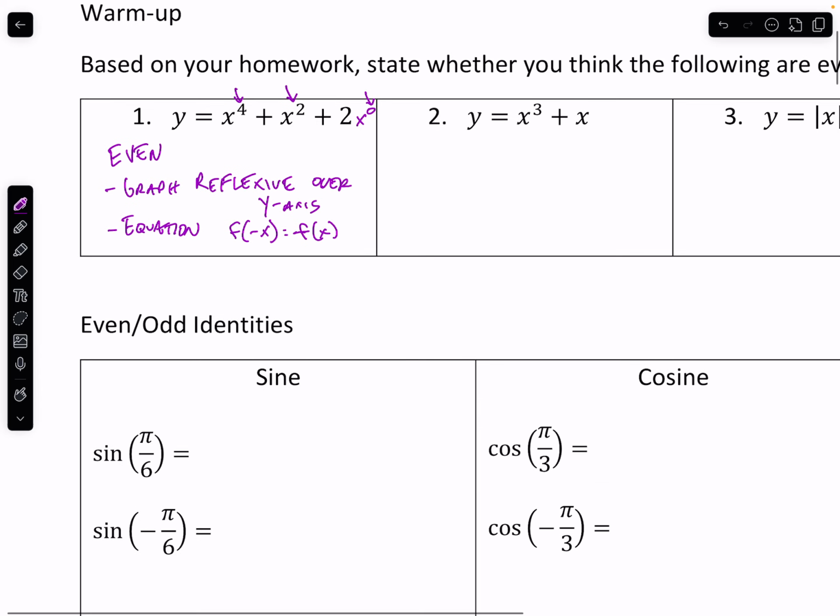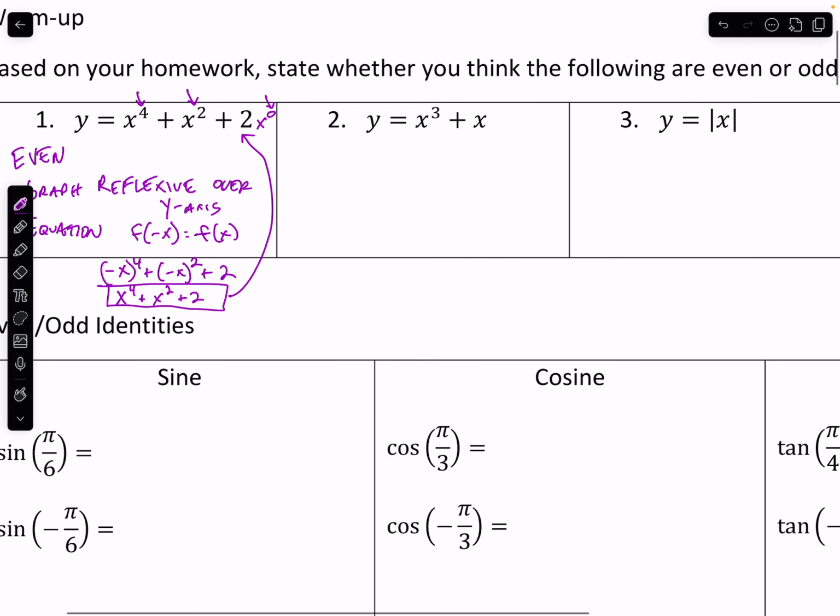For example, in this one, if I plugged in negative x to the fourth plus negative x squared plus 2, if I put in negative x for all the x's, now when I do negative x to the fourth, a negative times itself 4 times would just be x to the fourth, and this would turn into x squared. And you can see that I get back the original function, f of x. So that makes it even. Let's look at this one.